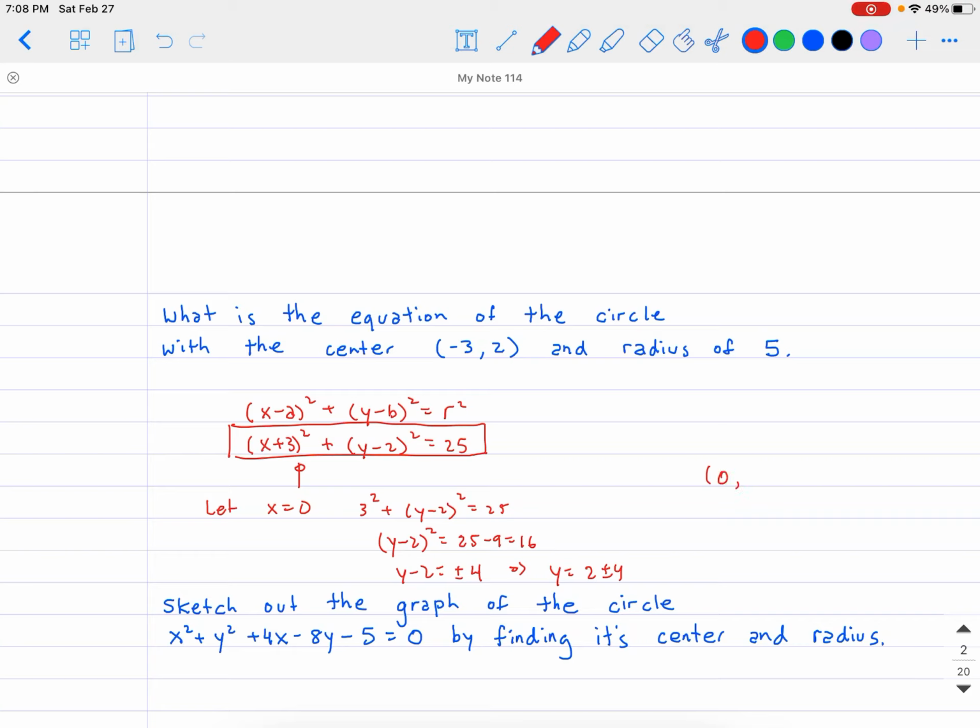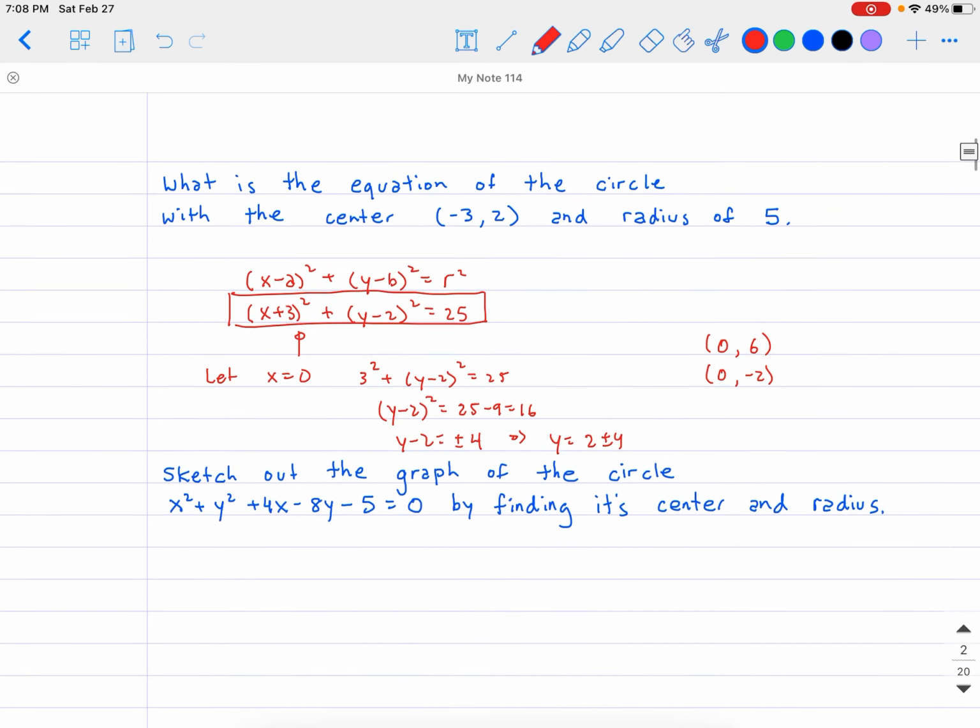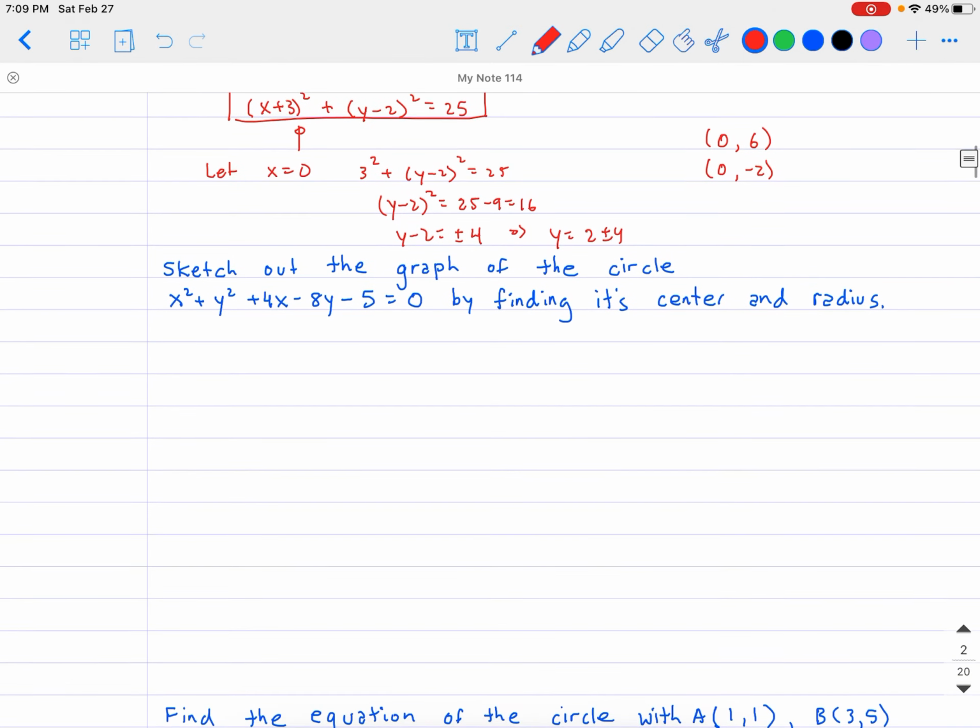When x is equal to 0, y can either equal 6, or when x is equal to 0, y can equal -2, because it's 2 plus 4 or 2 minus 4. So that's 2 points on the circle, which is a lot easier to just plug in, as I said. Okay, now let's go ahead and look at a different one right here.